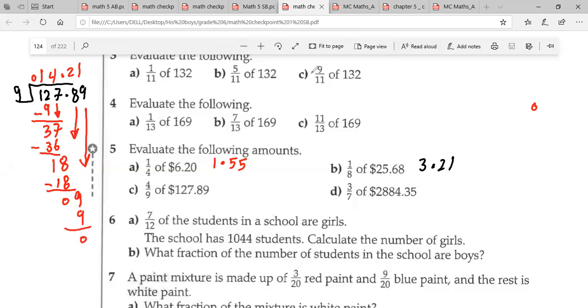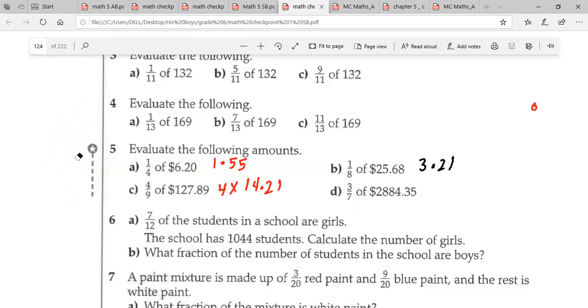Yes, 14.21. Then we will multiply it by 4. Here we have to multiply 4 by 14.21. So I have a long multiplication here. How do we multiply 14.21 by 4? Okay, Yasin, 14.21 multiplied by 4.